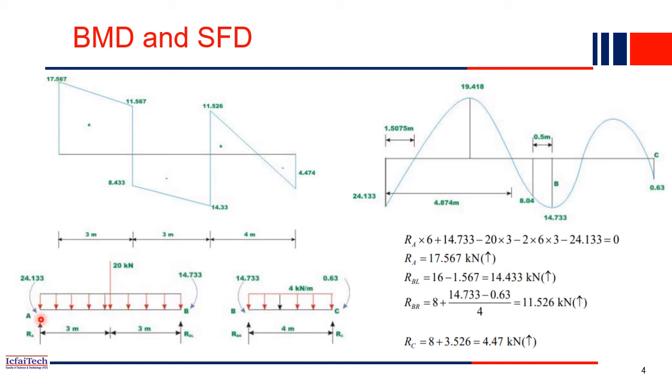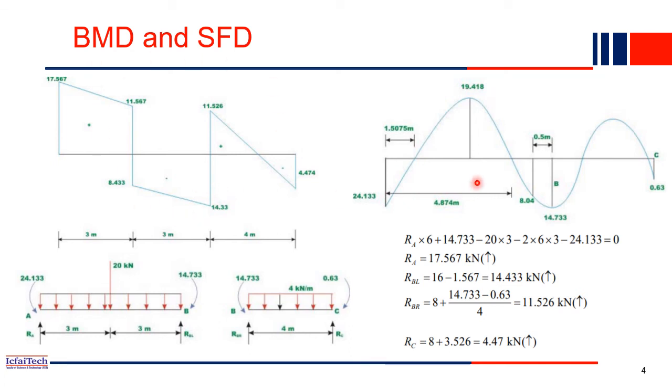Then the UDL is acting downward, so the shear goes downward. Now from here it will drop again because 20 is acting here, right? From here this drop will be 20, and then again the UDL is acting, so it will go down. At this point RBL is how much? RBL is 14.33, upward. So 14.33 will act here. Now the right side of RBL is 11.526, so from here it will go up by 11.526. Then again the UDL is acting in the B to C segment, so this will go down. At this point RC is 4.47, so 4.47 again up. So this is the shear force diagram of this problem.